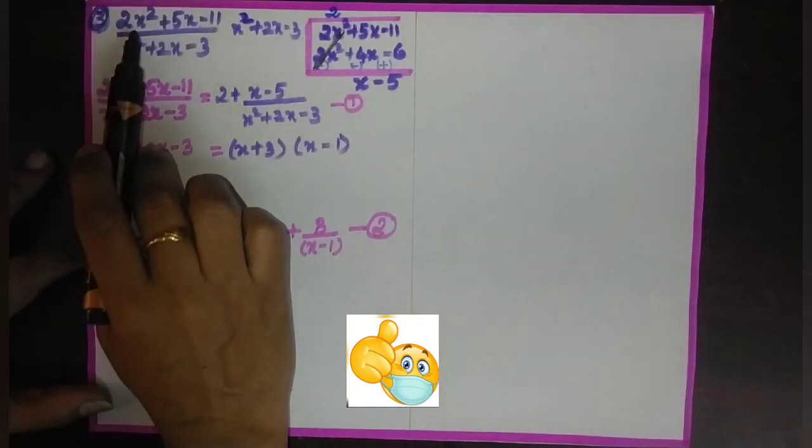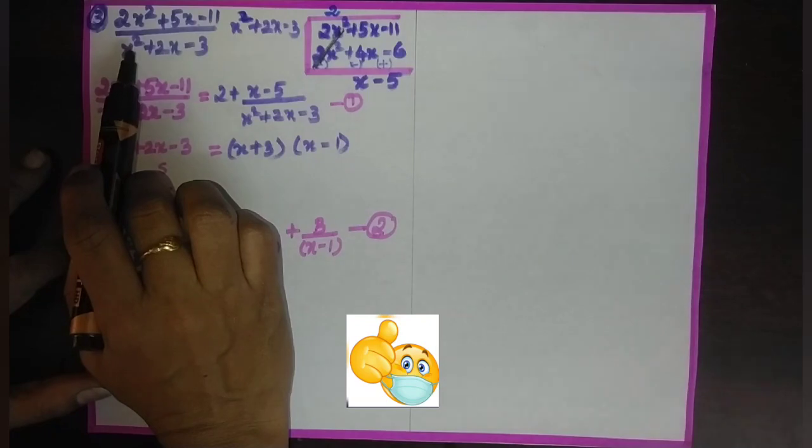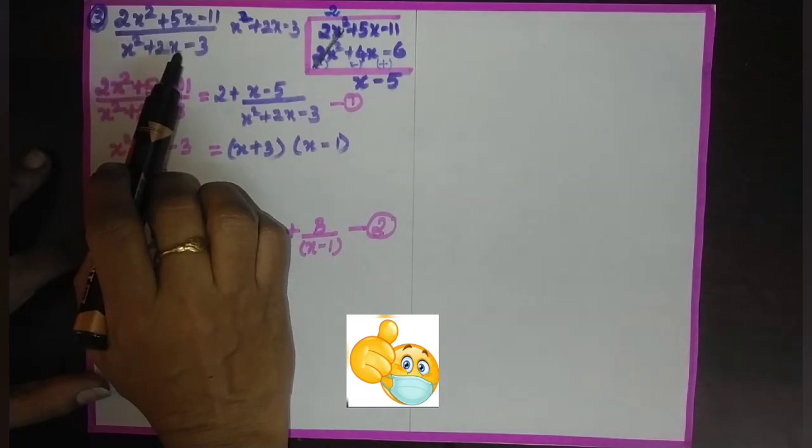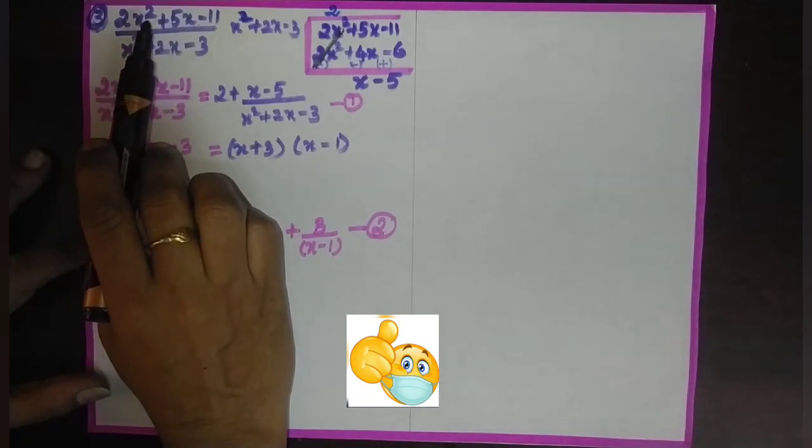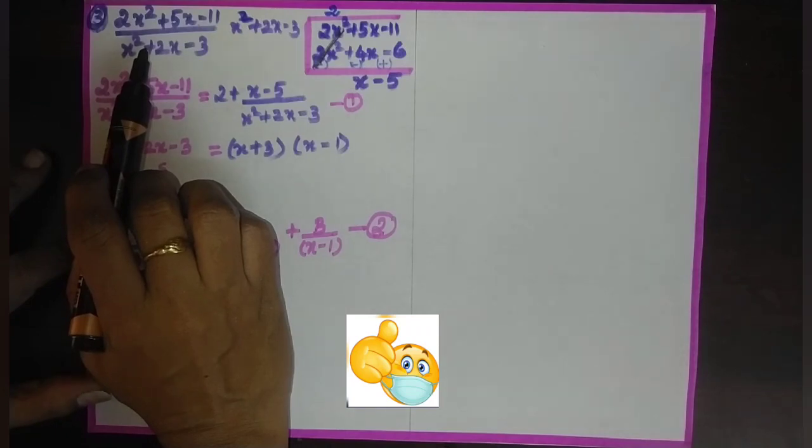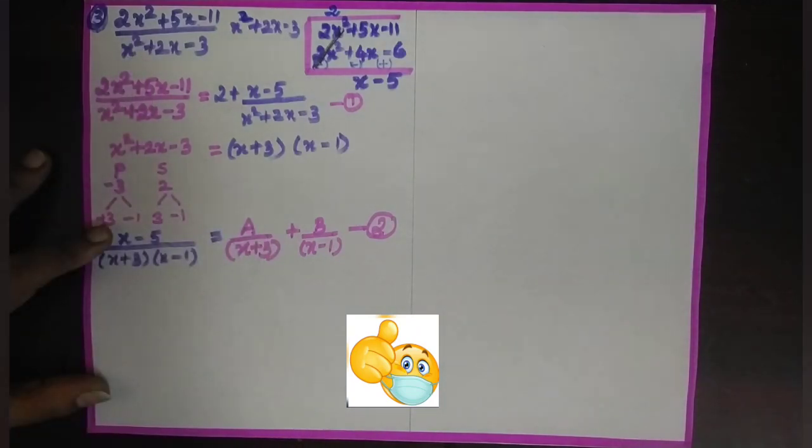Question number 3 is 2x square plus 5x minus 11 by x square plus 2x minus 3. Degree of the numerator is 2. Degree of the denominator is also 2. So, it is an improper fraction.